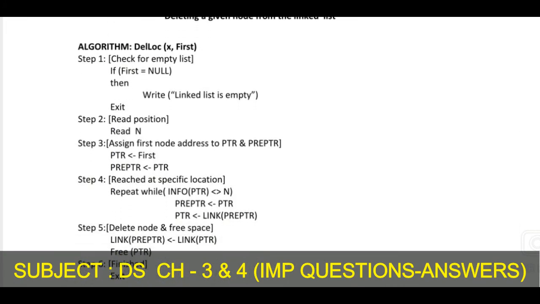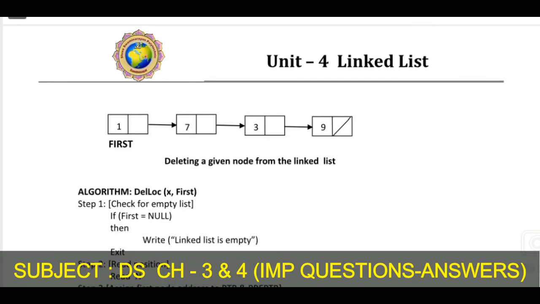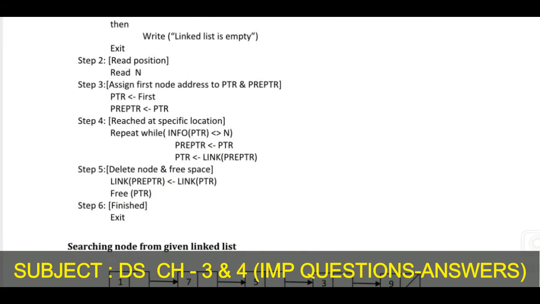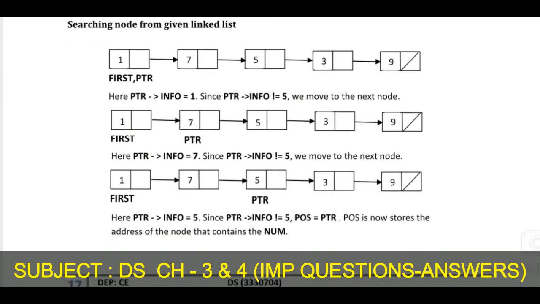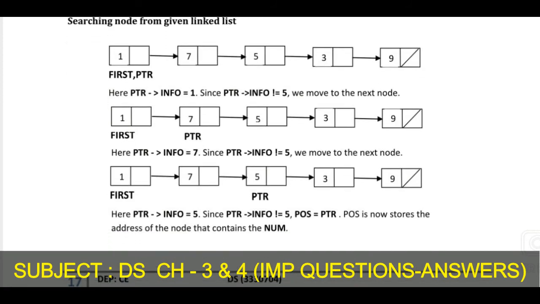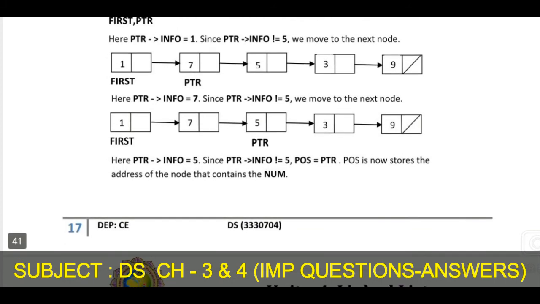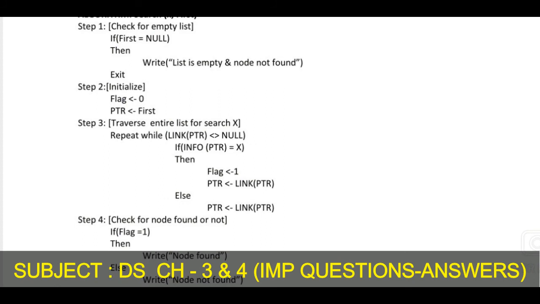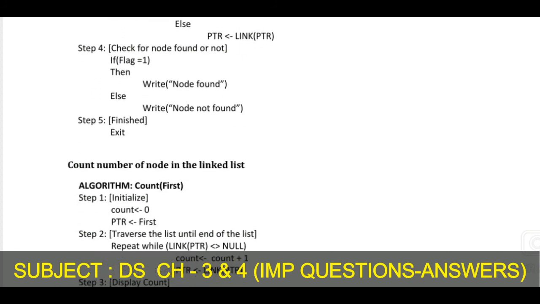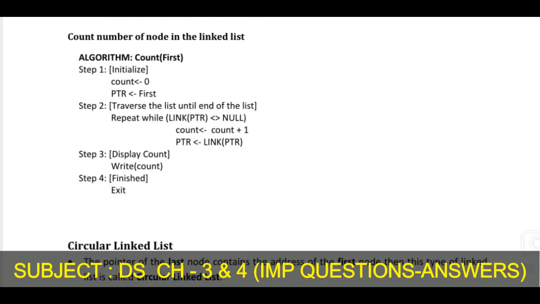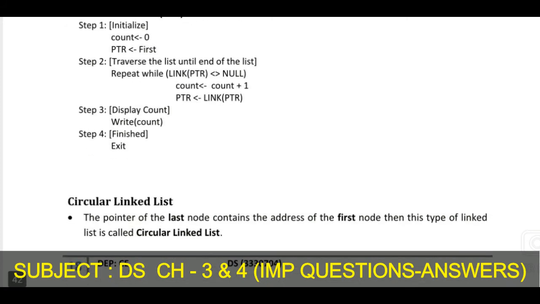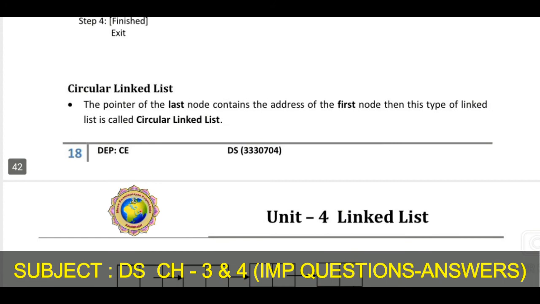Then next, deleting a given node from the linked list is not IMP, but here searching a node is a very IMP concept. So how to search a node from a given linked list? So here one is a linked list example, and here the algorithm step about searching a node of the linked list. Then count number is very IMP. So how to count the number of nodes in a linked list is a very IMP concept about the GTU exam.